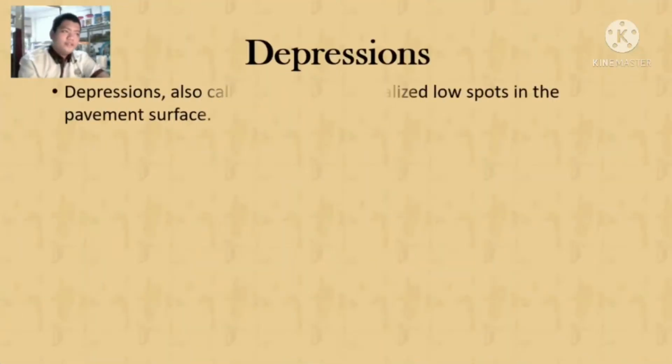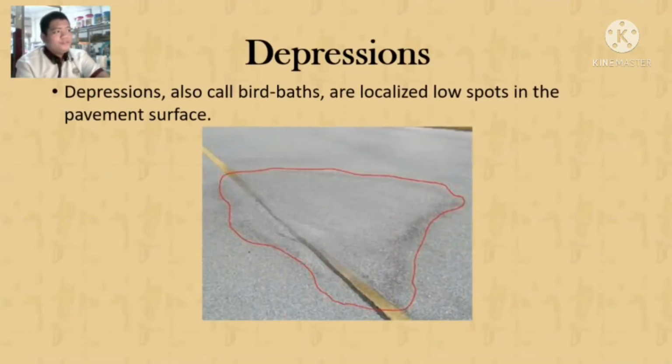Next is depressions. Depressions, also called bird baths, are localized low spots in the pavement surface. These flaws can be caused by settlement or other failures in the lower pavement layers or by poor construction techniques.